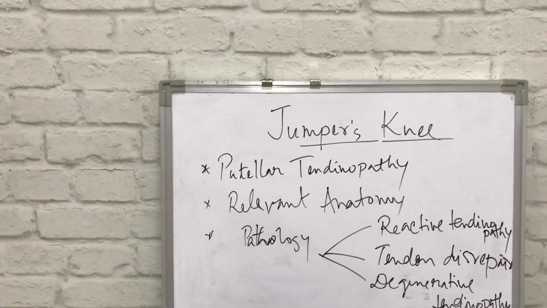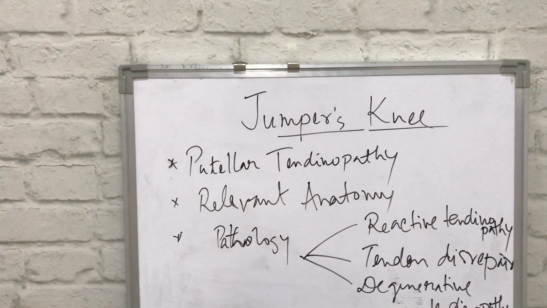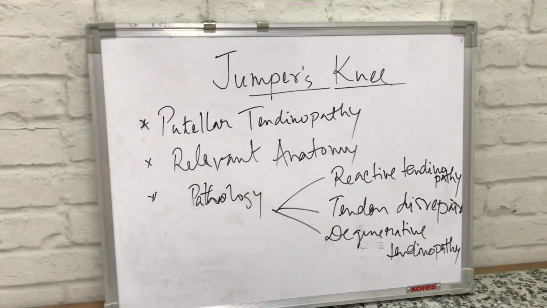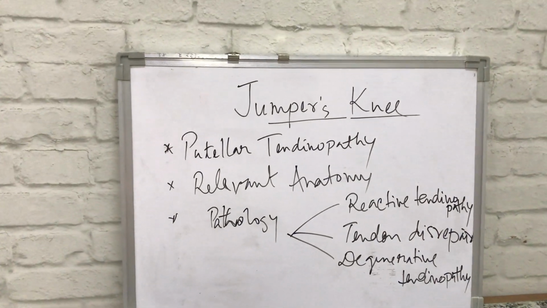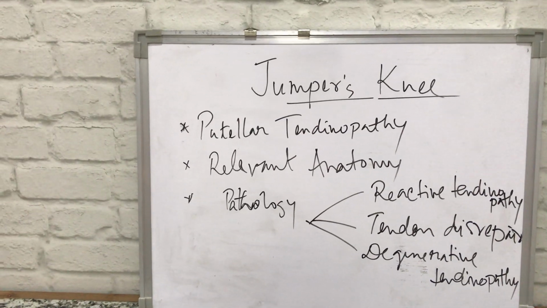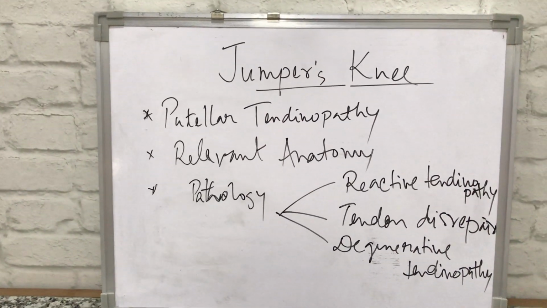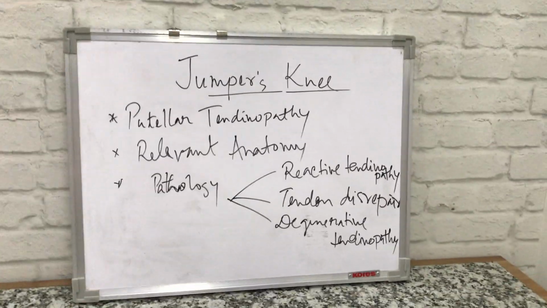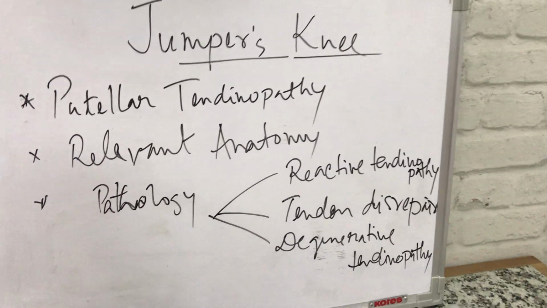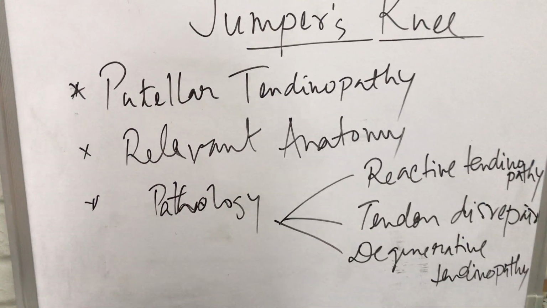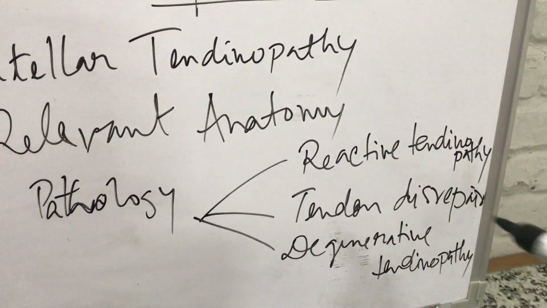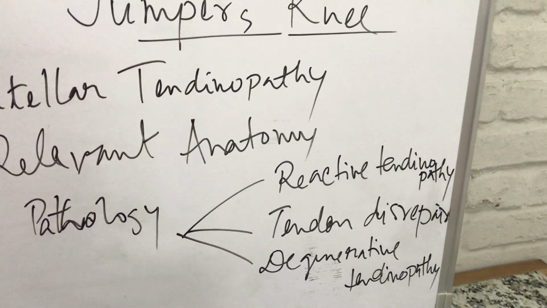So there is little capacity for reversibility of the pathological changes at this stage, and this is primarily seen in the older person. So this is the brief pathology, which you can divide into these three stages, that is the reactive tendinopathy, the tendon disrepair, and the degenerative tendinopathy.